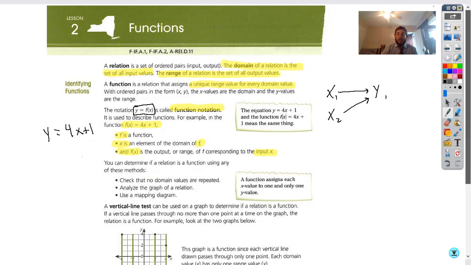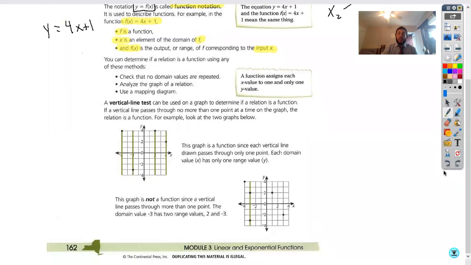So the first thing we're going to take a look at is the vertical line test. A vertical line, remember, is a line that goes straight up and down and is parallel to our y-axis. So a vertical line test can be used on a graph to determine if a relation is a function. If a vertical line passes through no more than one point at a time, the relation is a function. So for example, look at the two graphs below.